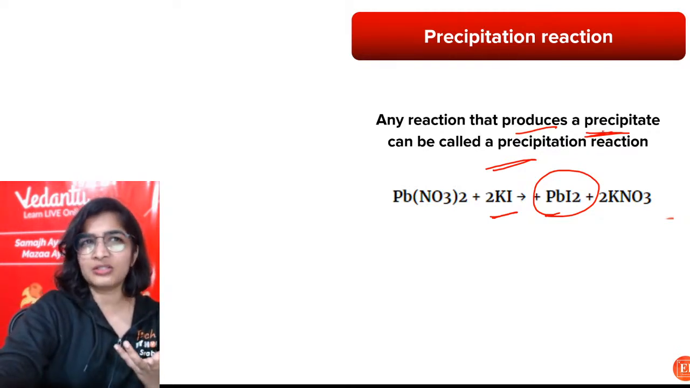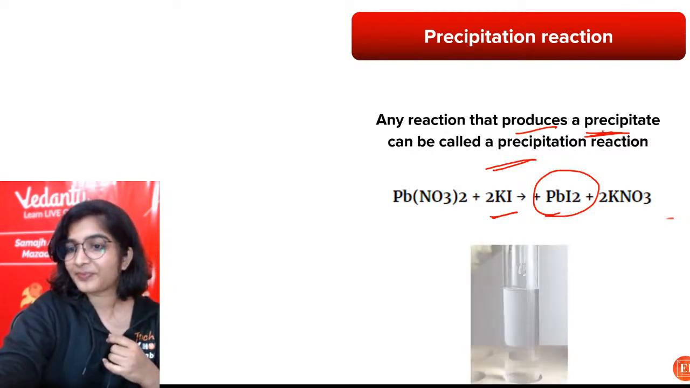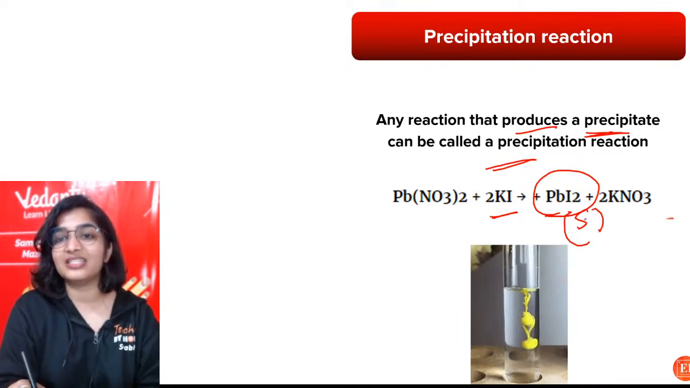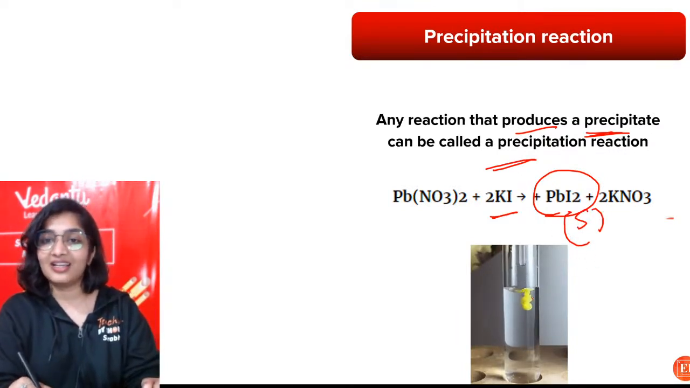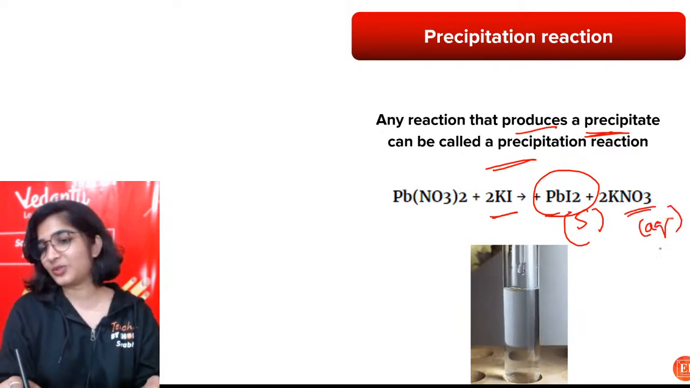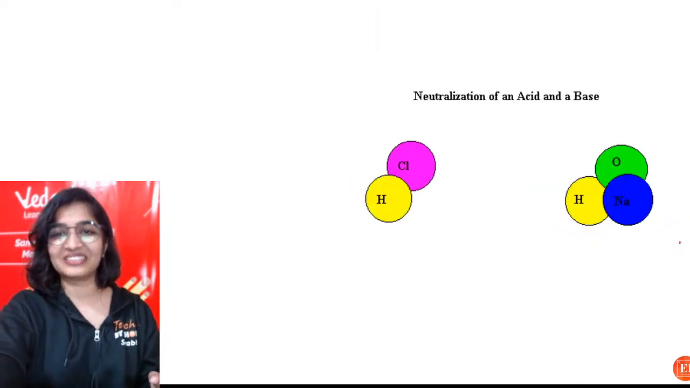So neutralization reaction is a double displacement. PbI2 is PPT. It's a solid. Look at the color. It's nice, no? So KNO3, it's an aqueous solution. Okay? Potassium nitrate. That's good.